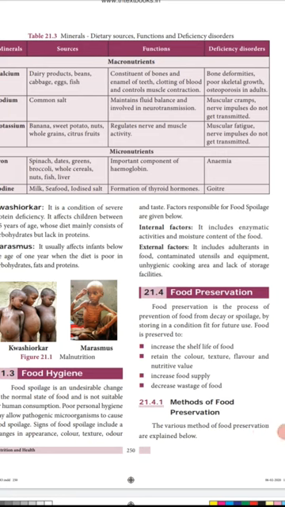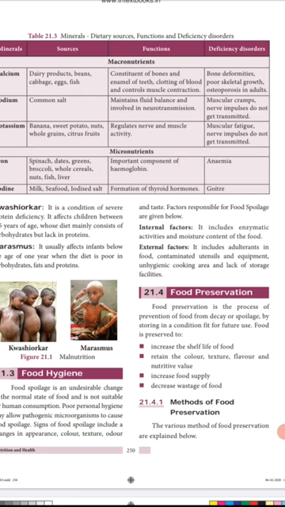Next one, see, these children are there in the picture. The first picture is a child having a swollen belly. This is Kwashiorkor, a protein deficiency disease. It affects children between 1 to 5 years of age. The diet mainly consists of carbohydrate but lacks protein. So this is called Kwashiorkor. This is the lack of protein deficiency.